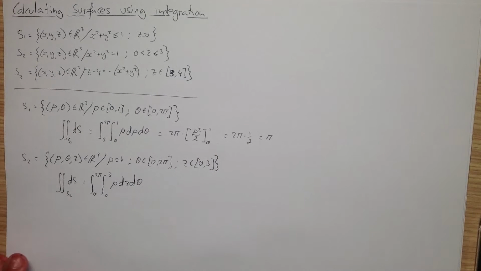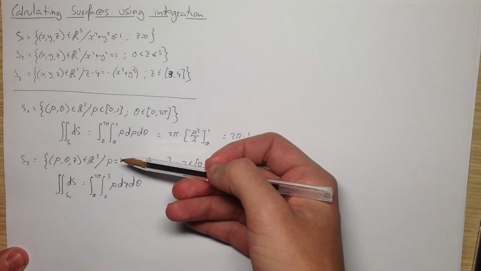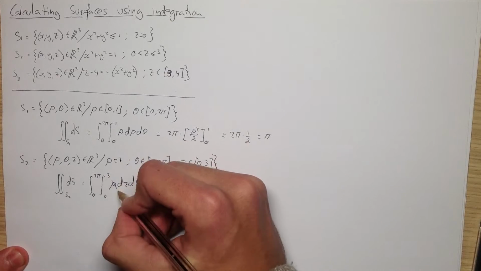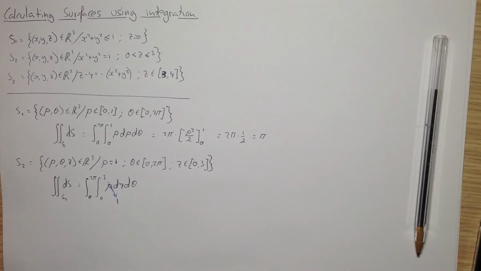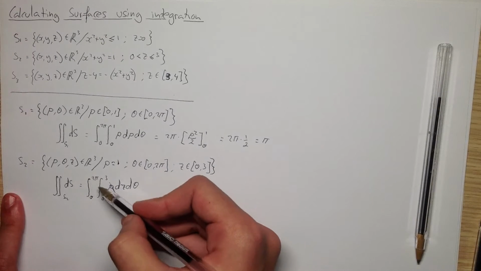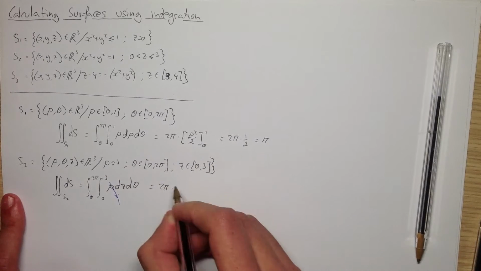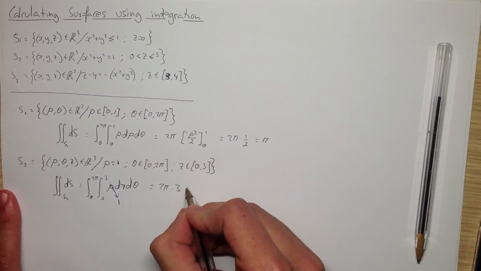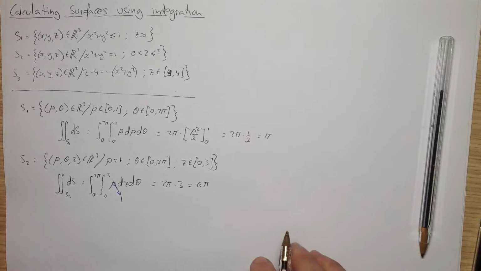In this case, rho, as we put here, it's constant and it's equal to 1. So this will be 1. So now it's a really simple integration. There will be the integral of this times the integral of this. It will be just 2 pi times 3, which is 6 pi. So this is our second surface area.